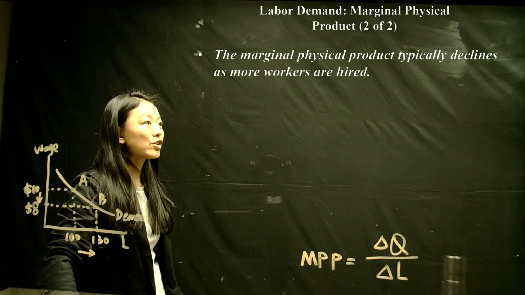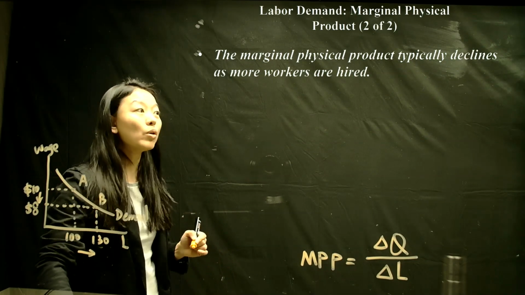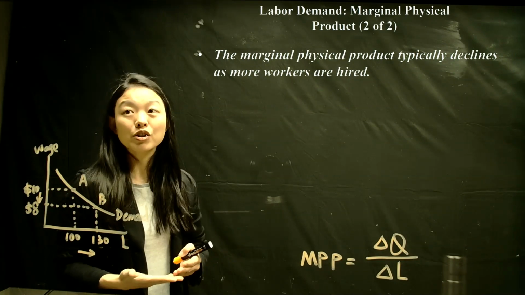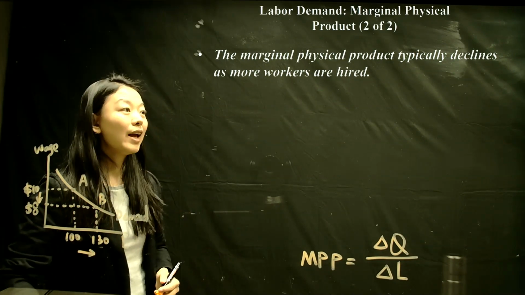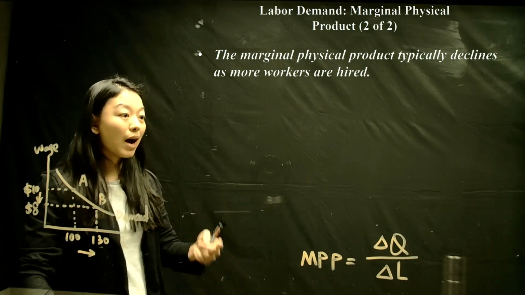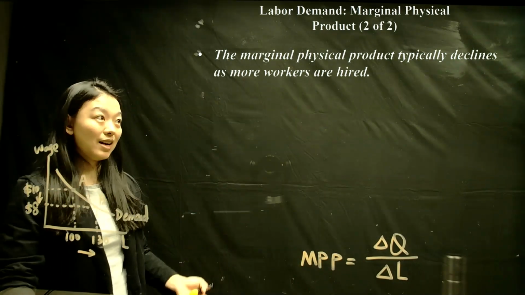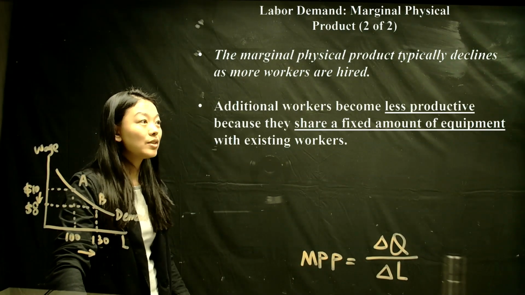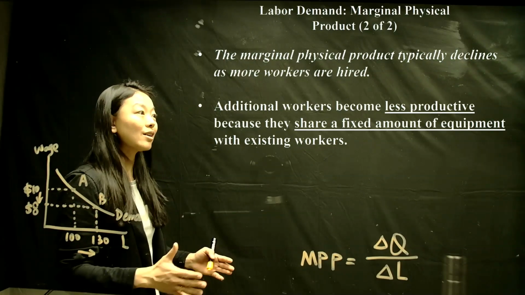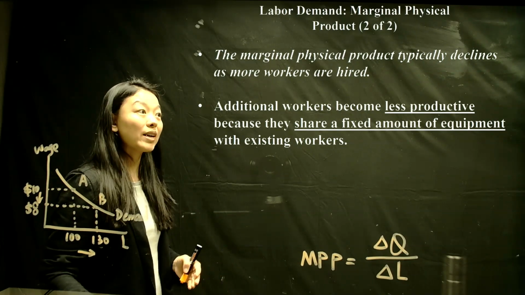And you can see that the marginal physical product typically will decline as more workers are hired. This is one of the laws of diminishing marginal returns that we talked about before. If firms and corporations decide to hire more and more workers, then the marginal physical product would typically decline. Why would it decline? Additional workers become less productive because they share a fixed amount of equipment with existing workers. Let's see one example for this.